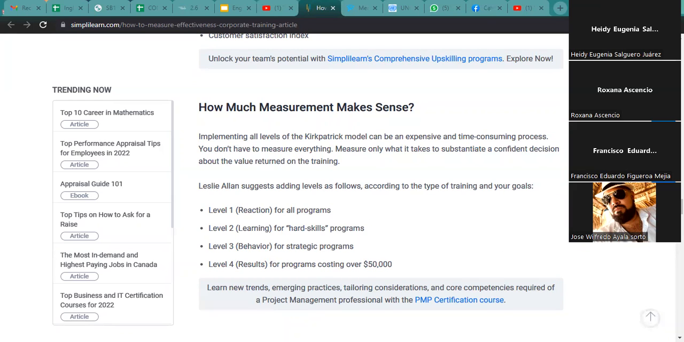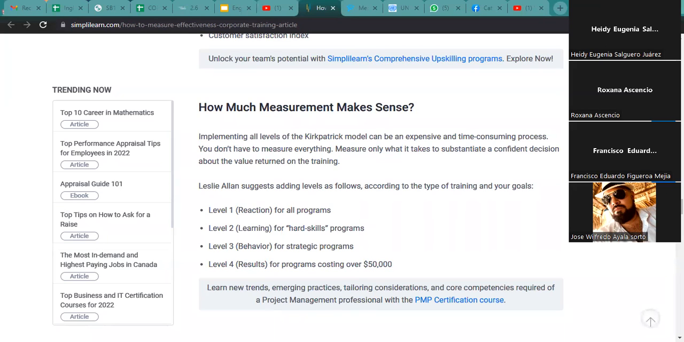Okay, what did you get from this one? This only explains how it makes sense to measure. So in the first part it says that if we implement all the model, it could be an expensive and time-consuming process. So then measure only what is needed. Then it explains how to use the Leslie Allen process. Like level one, what do you have to say? They give you some steps to develop the training session. Very good. Yeah, actually that is it.